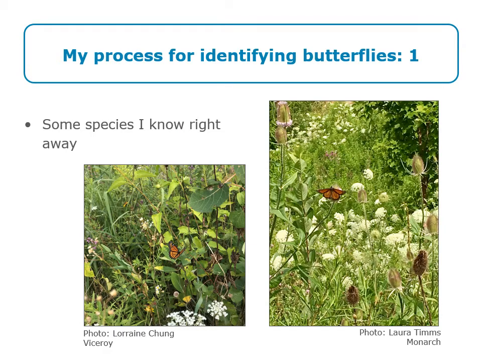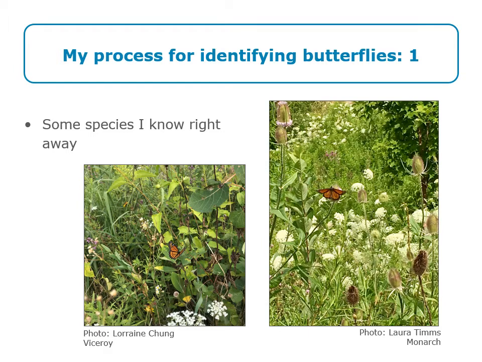Okay, I mentioned that I was going to walk you through my process for identifying butterflies. So the first step is that some species I do just know right away. And even if you're an extreme beginner at butterflies, there's probably at least one species that you also just know right away, and that would be the monarch butterfly. So the picture on the right there is a monarch butterfly happily floating around in a field of wildflowers. And if I get a picture of a monarch, even if it's from really, really far away, you can usually identify it because it's so distinctive.